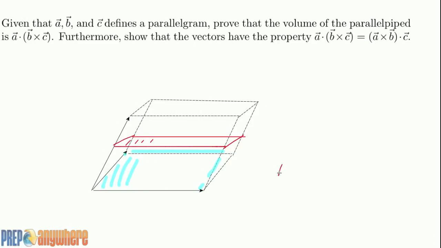Any prism's volume is base times height. So I assume that you know this much. I hope that's a fair assumption. So if this vector down here is A and this is B, we already learned that the parallelogram at the bottom is this: A cross B, like that. That's the area of the bottom. Okay, so this is the bottom area.